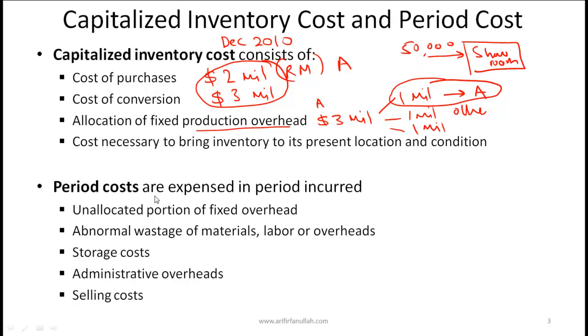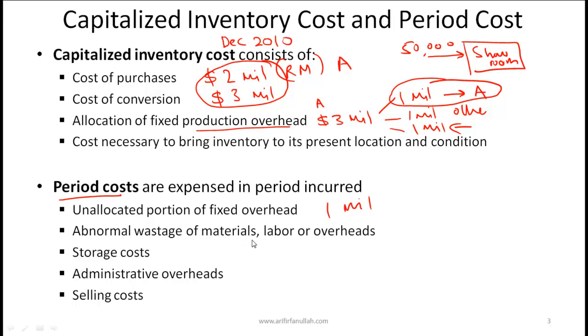Now expenses that are classified as period costs would simply be expensed in the period incurred, and here you are not adding them to the asset value. So the unallocated portion of fixed overhead, so that's the 1 million from up here, abnormal wastage of materials, labor or overheads. So let's say that if you are making chairs and some chairs are just scrapped in December 2010, then all the costs associated with the chairs that were scrapped will also be logged as period costs.